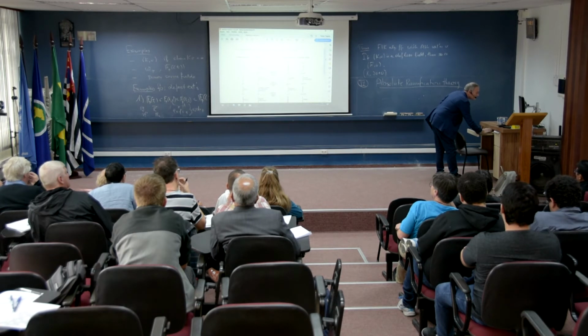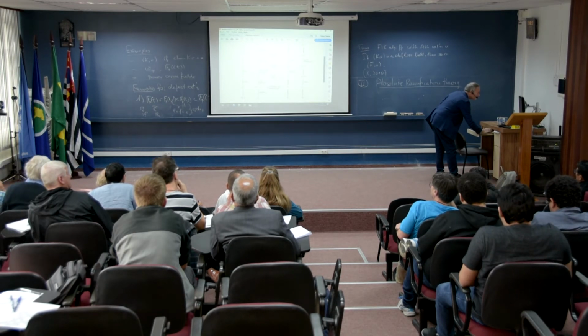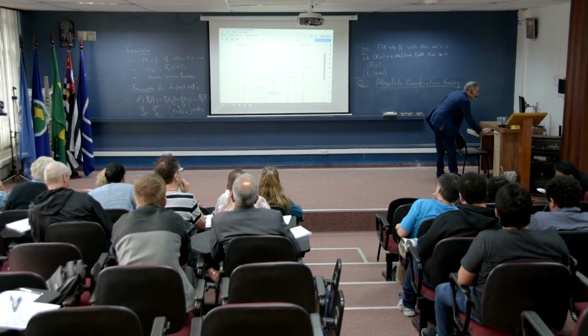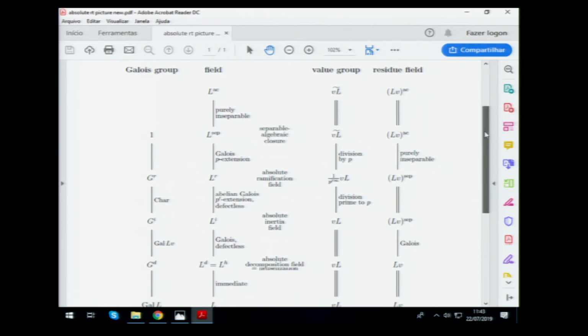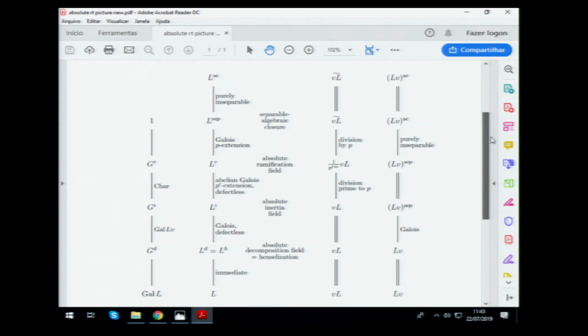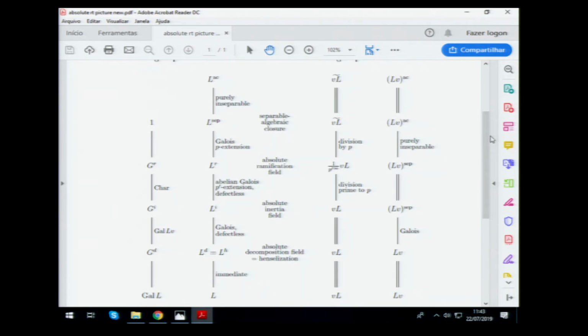Okay, and now we look at the absolute Galois group. On the left side you have the Galois groups, then come the fields themselves, value groups, and residue fields. I have to scroll down a bit, so here we are. You see all that? Good.